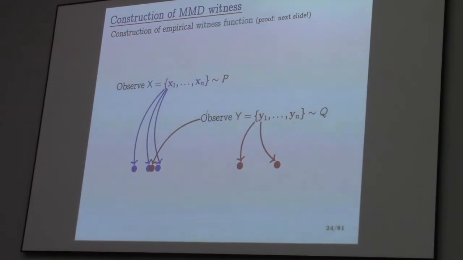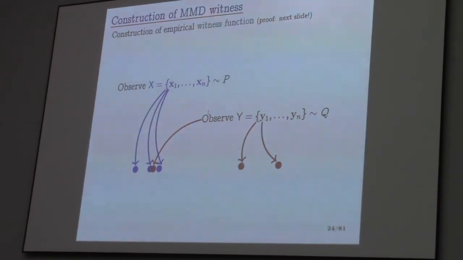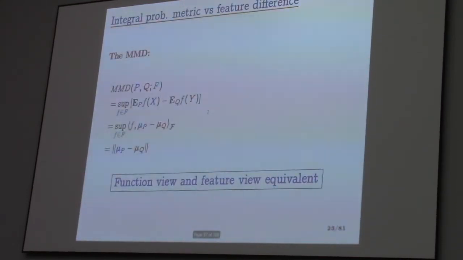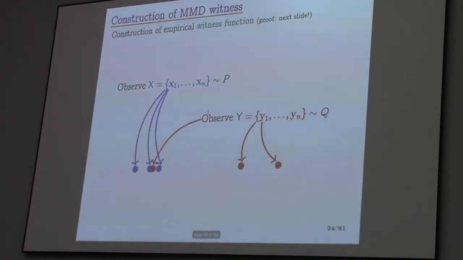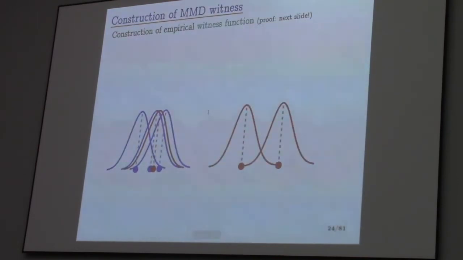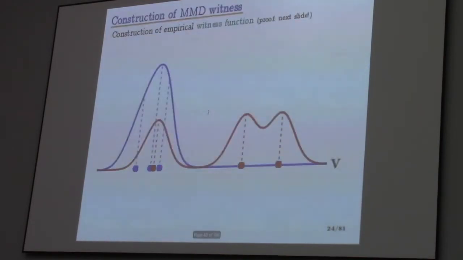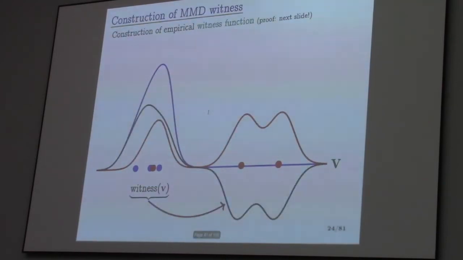So how do I get my witness function, this nice function that I plotted? I'll show you first the construction algorithmically, computed from samples. So here are my observations, x and y. If I use, for instance, this Gaussian kernel, I put Gaussian kernels on all my blue points, Gaussian kernels on all my red points. I add the blue functions together, I add the red functions together, I subtract red from blue. That is my function up to scaling.